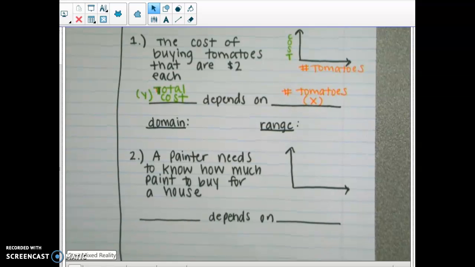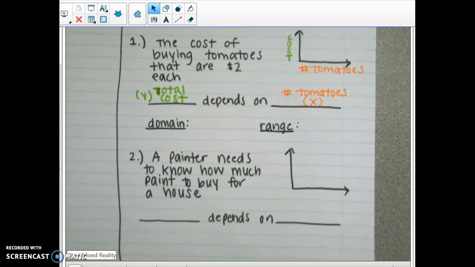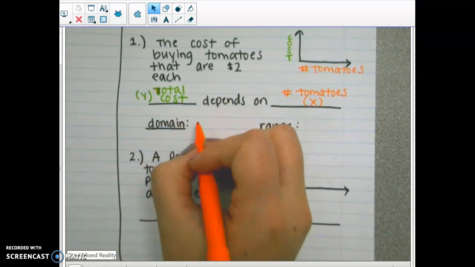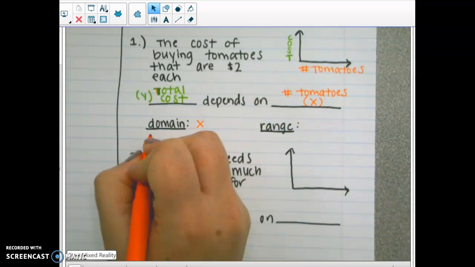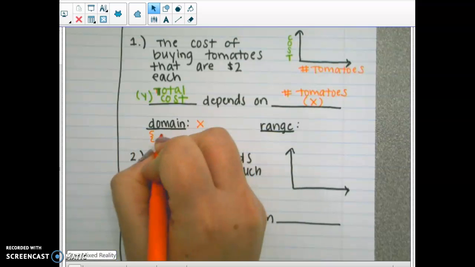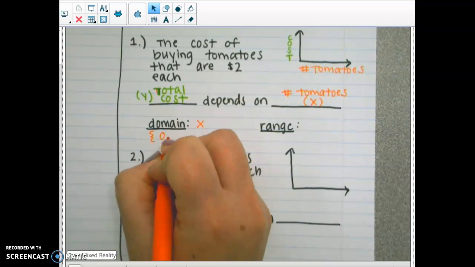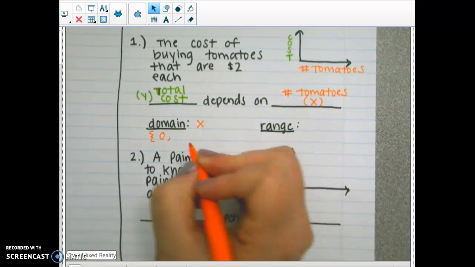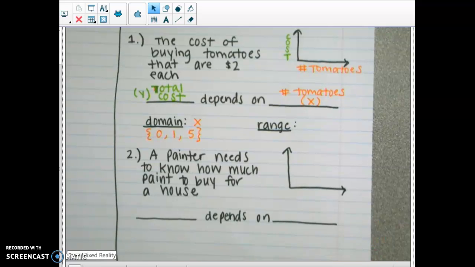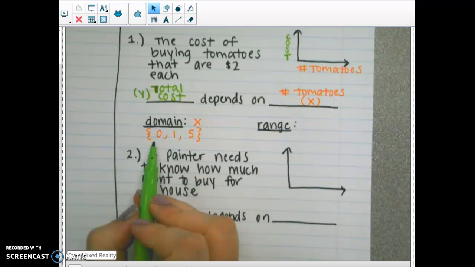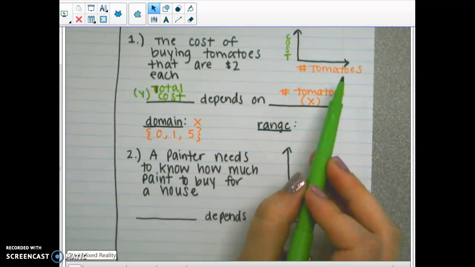All right, so the domain is your x values. So that would be how many tomatoes we're buying. So let's just think of a few numbers. I mean, technically I could go to the grocery store and buy no tomatoes. I could buy 1, I might buy 5. I don't really think I would ever need to buy much more than that. But your domain is how many of whatever your x stands for you would buy.